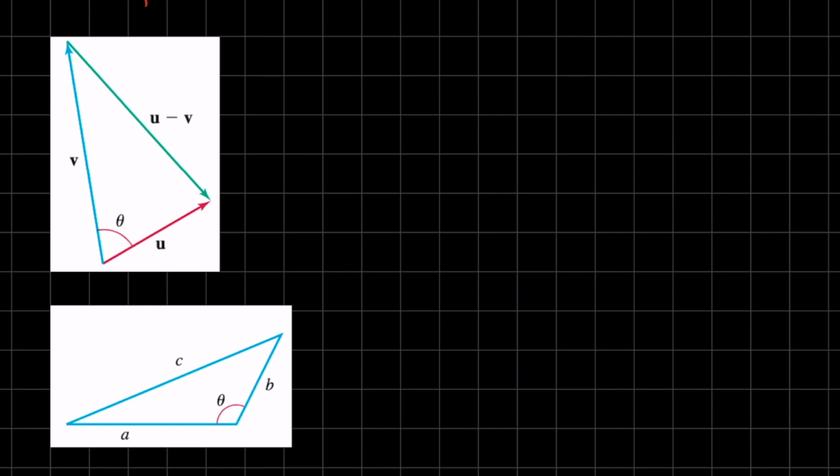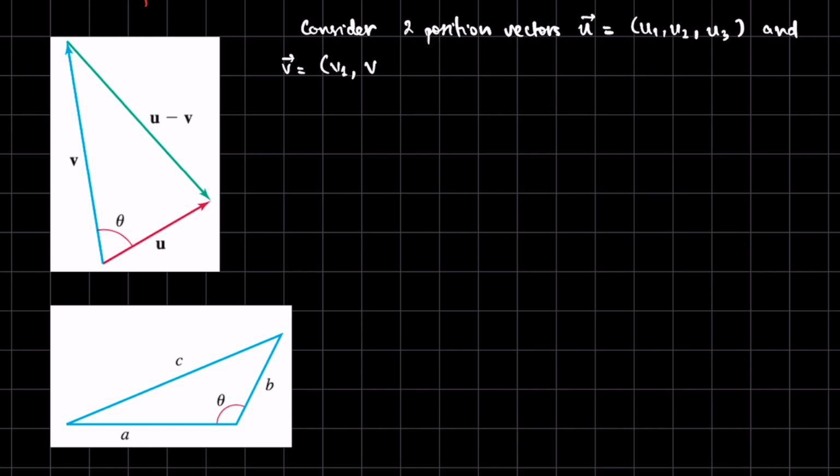Here we're going to consider two position vectors, u equal to u1, u2, u3, and v equal to v1, v2, v3. Suppose theta is the angle between the two vectors. This is an example of two vectors placed in these particular positions, and theta is the angle between them.